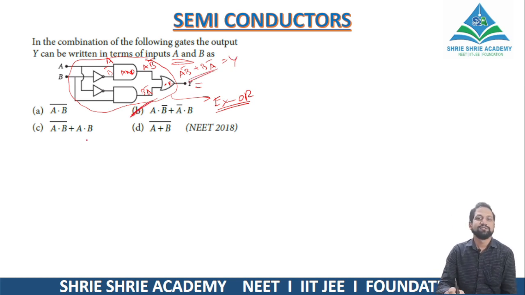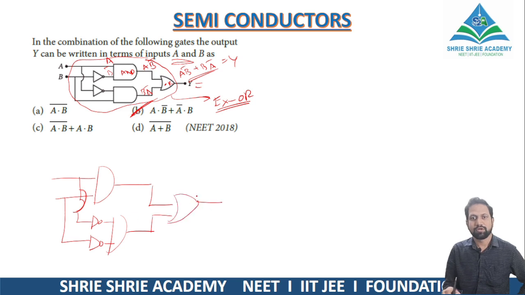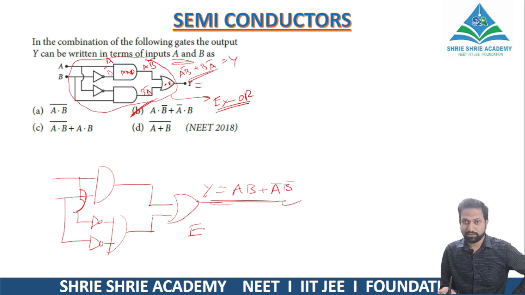So this diagram we discussed, and here itself I can give you the XNOR gate also. The XNOR gate is this way. The output of the XNOR gate is AB plus A bar B bar. This is the output of the exclusive NOR gate.